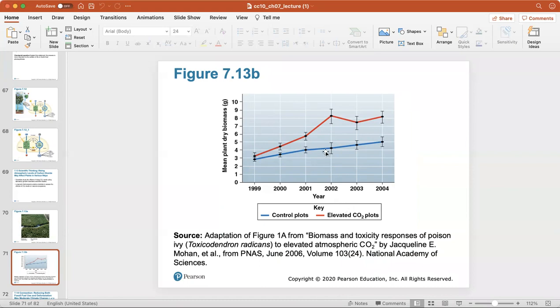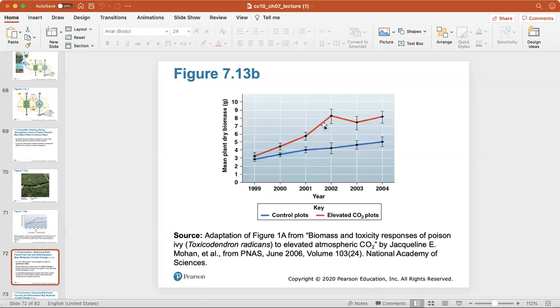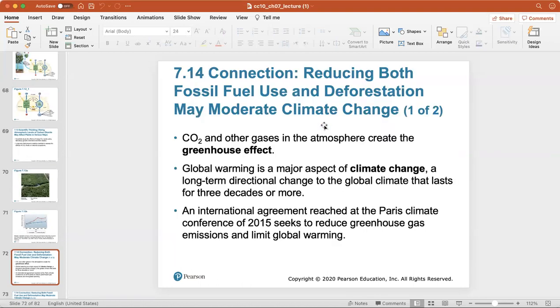So here's a look at the control plots and elevated carbon dioxide plots in the plant dry biomass. This just shows how the control plants differ from the elevated carbon dioxide plots, just to show how the increase in carbon dioxide leads to usually an increase of plant matter. And that's because the plants can take the carbon dioxide out of the air and then create sugar or their plant walls from it.